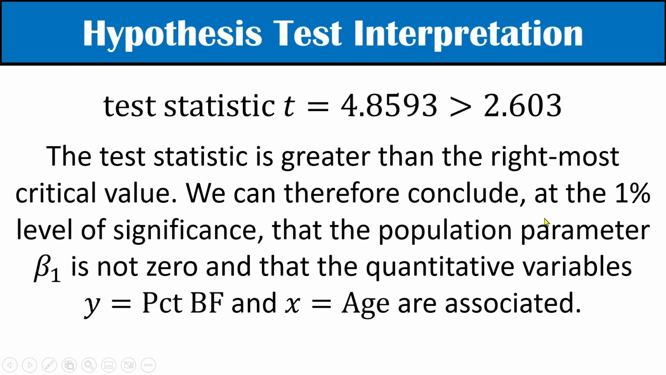We can therefore conclude at the 1% level of significance that the population parameter beta 1 is not 0, and that the quantitative variables, y is percent body fat and x is age, are associated, right? If you do not reject the null hypothesis and cannot conclude that the true population slope beta 1 is different than 0, then you cannot say there's an association between your predictor and response. It's only if you reject the null that you can say there is an association. There's evidence of an association.